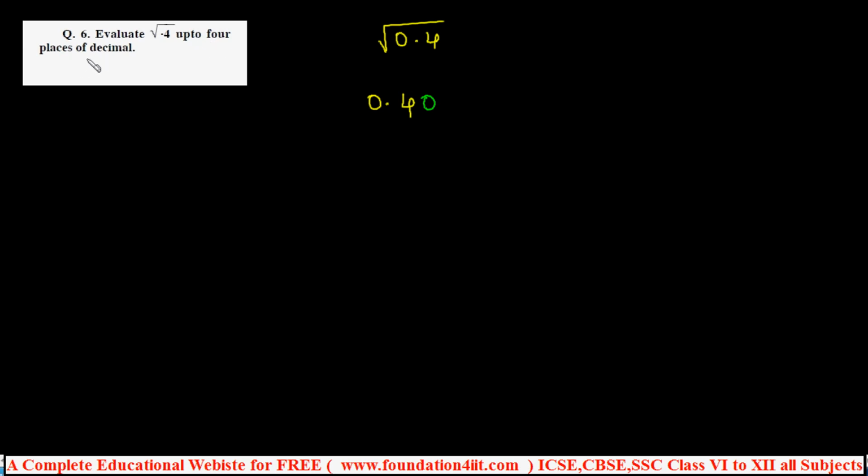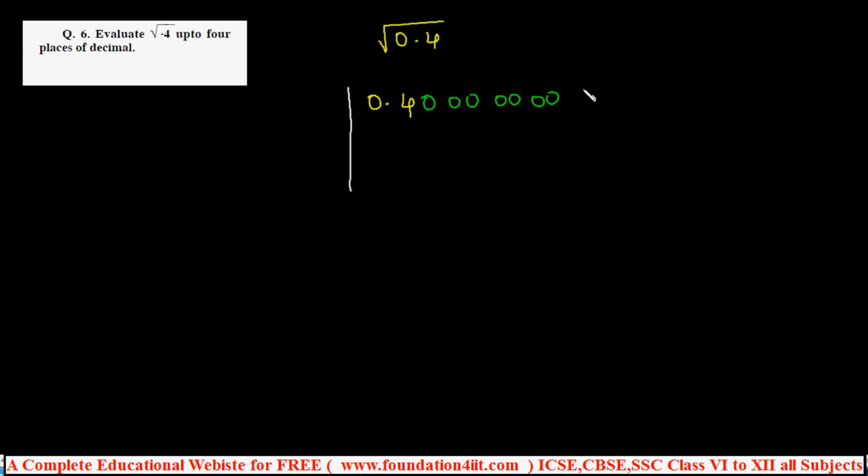If they ask 4 places of decimals, we make it double this. Total 1, 2, 3, 4, 5, 6, 7, 8. So you can write 0.4 as 0.40000000. Now to find the square root of this up to 4 places of decimals, you can do the long division method in this way.